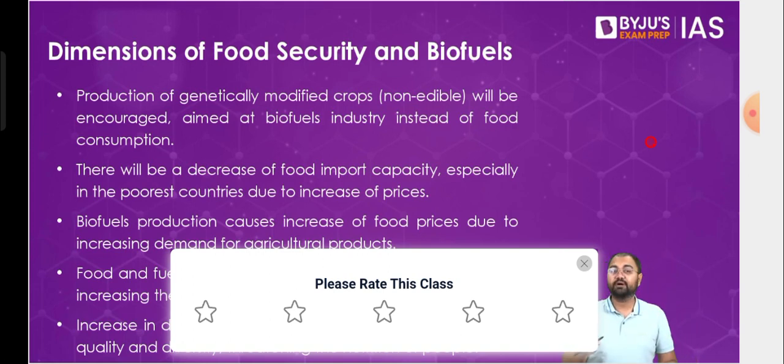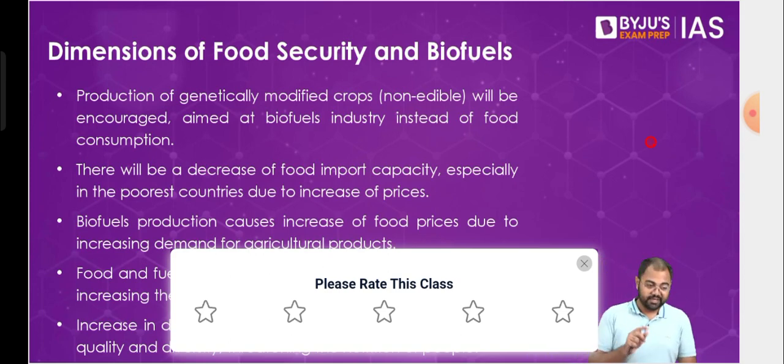You'll see that most of the biofuel production happening in the world is still first generation, because getting energy from second generation is not an easy task. Third generation, we are still trying to find commercial ways of doing it. Fourth generation is completely experimental. So we are still dependent largely on first generation for our energy needs. That is a big challenge, and because of that, multiple issues can come in. So just understand how there are dimensions of food security related to biofuel.